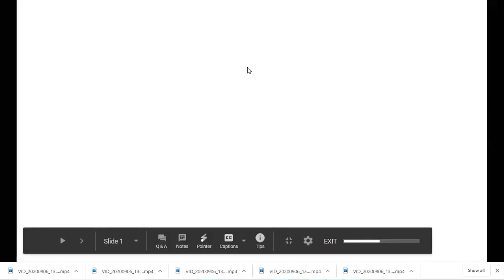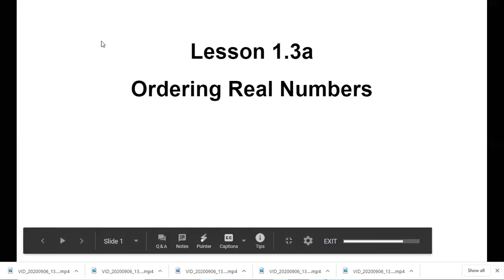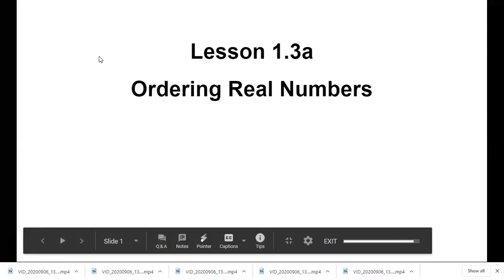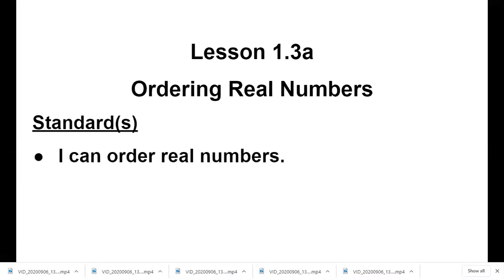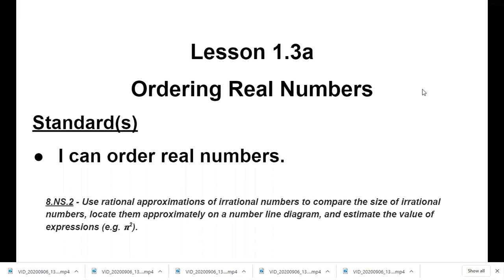Okay, so lesson 1.3a is going to be about ordering real numbers. So the standard you're going to be working on today is: I can order real numbers. That's from 8.NS.2, using rational approximations of irrational numbers to compare the size of irrational numbers, locate them approximately on a number line diagram, and estimate the value of expressions such as pi squared, square roots that are non-perfect.